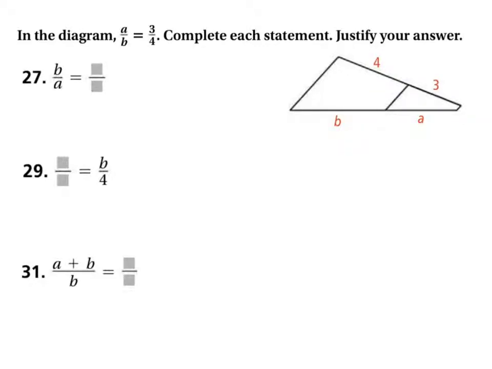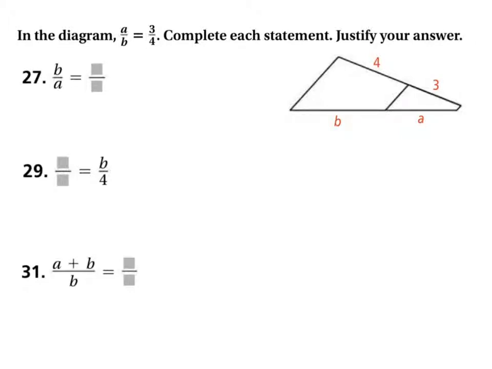Okay, we're starting in the diagram, looking at the diagram, and they're saying that a over b equals 3 over 4. They're saying that the proportion of this side to this side is equal to the proportion of this side to this side. Terrific.